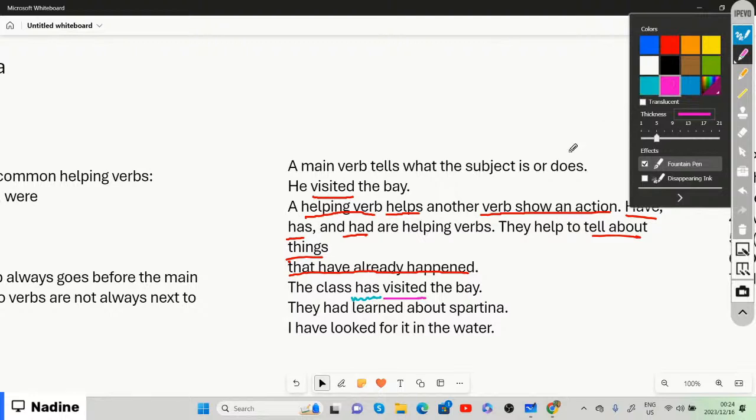And then if we go to the next sentence, it says they had learned about Spartina. So our main verb within the sentence is learned, and our helping verb is had. So the helping verb is had and the main verb is learned.